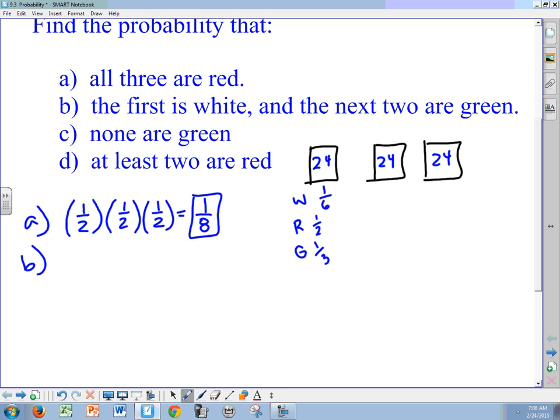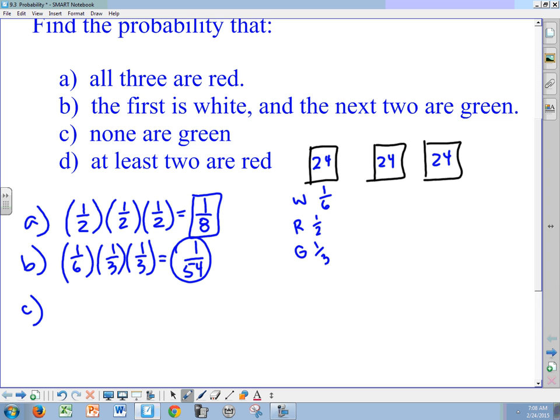Second one says the first is white and the next two are green. So again, you're just writing all these probabilities out. 1/6 is the first one, and then the next two are green, so 1/3 here and 1/3. In this case, 1 over 54. Okay, put a circle around that one.